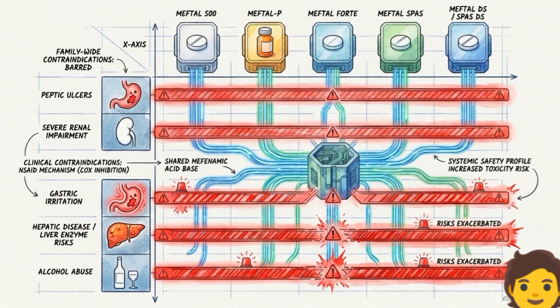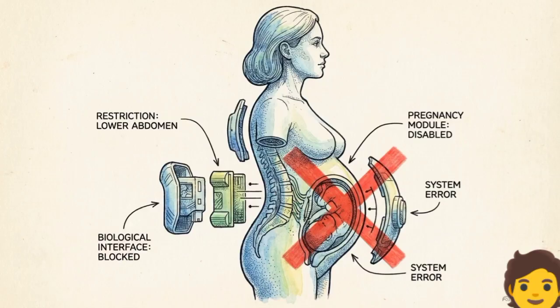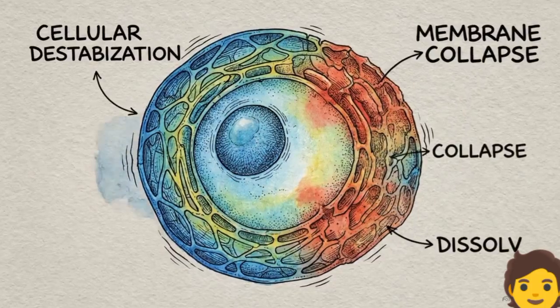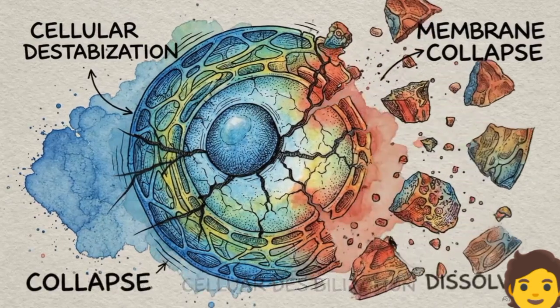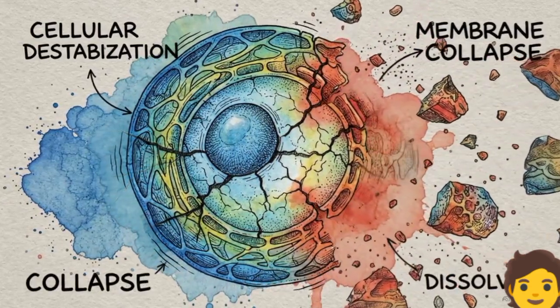The drug risks causing gastric irritation and elevating liver enzymes, effects severely exacerbated by hepatic disease or alcohol abuse. Furthermore, its mechanism for halting prostaglandin synthesis makes it prohibited during the late trimester of pregnancy. Ignoring these baseline NSAID guardrails can result in the medication acting as a systemic toxin rather than a therapeutic tool.